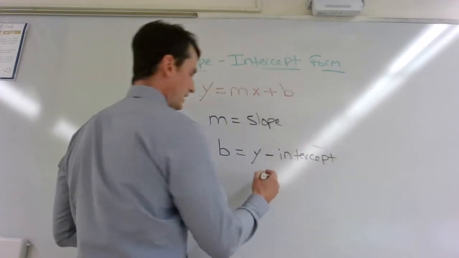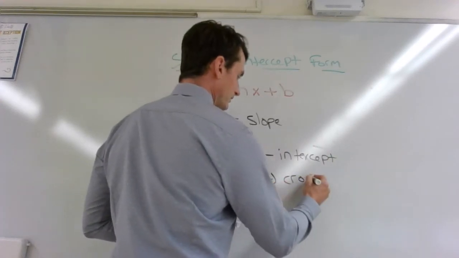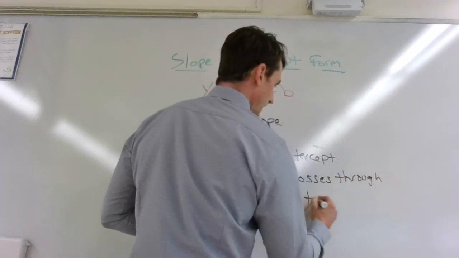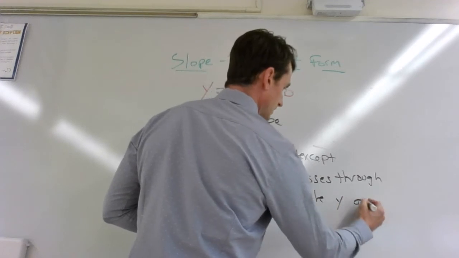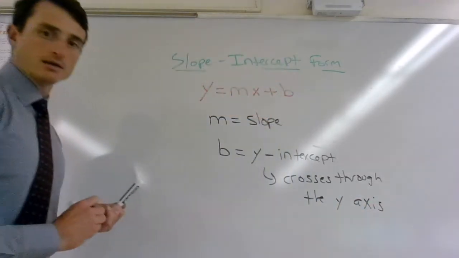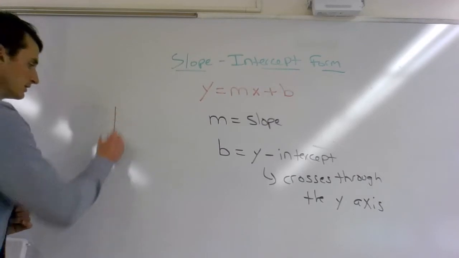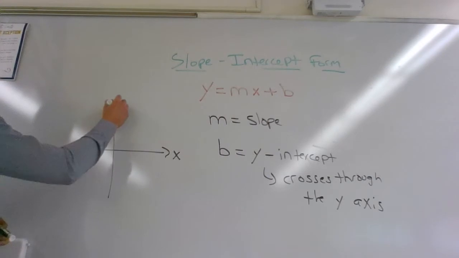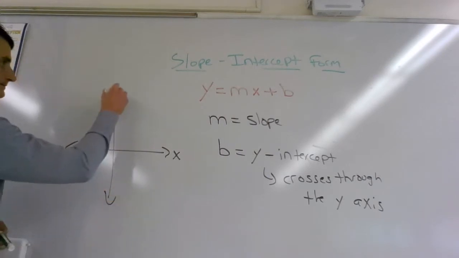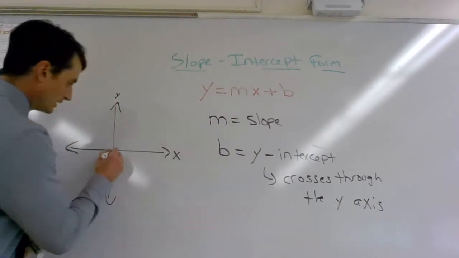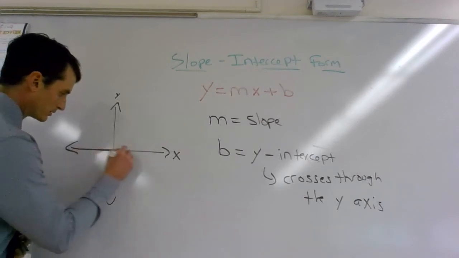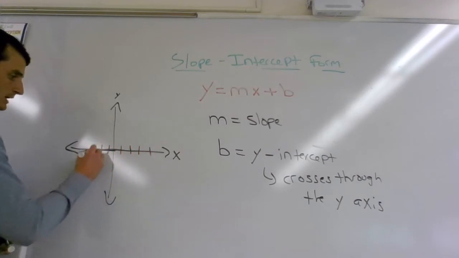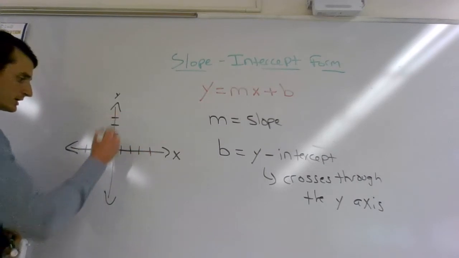So that is where our line crosses through the y-axis. And in case we forget what the y-axis is, we have our coordinate plane. The x-axis goes left and right. The y-axis goes up and down. That's the origin right in there, always 0, 0. And we have tick marks like this.